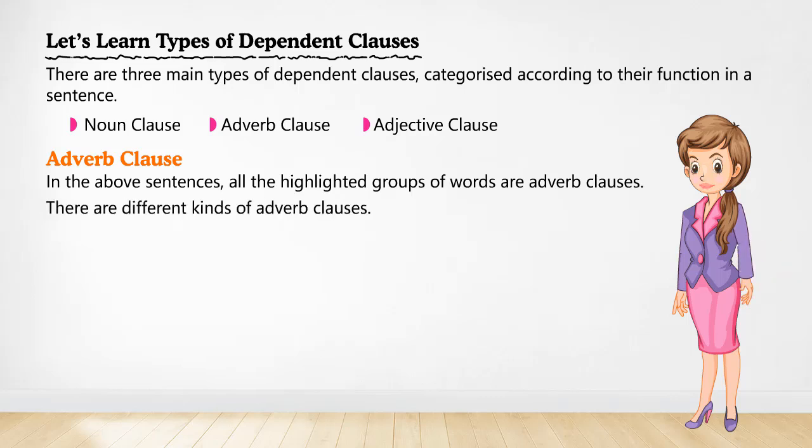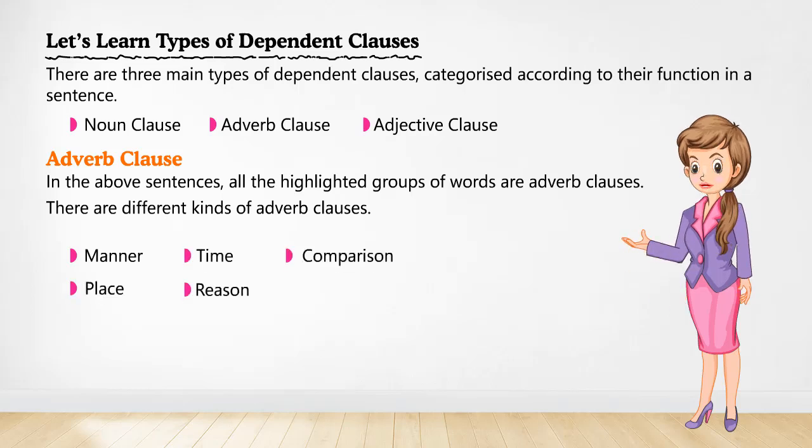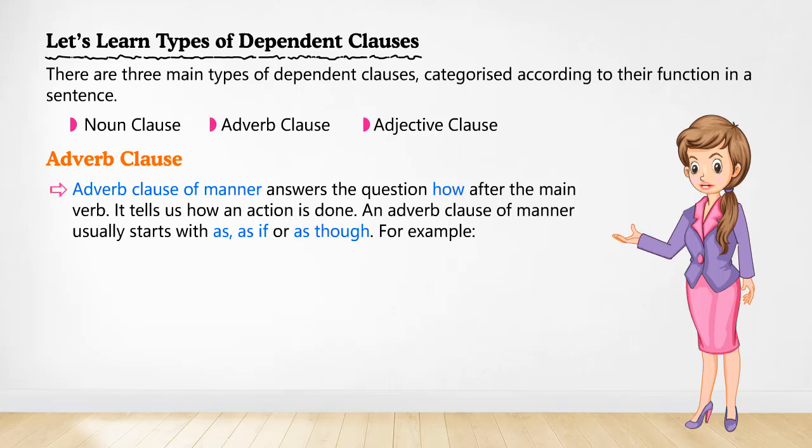There are different kinds of adverb clauses: manner, place, time, reason, comparison. Adverb clause of manner answers the question how after the main verb. It tells us how an action is done. An adverb clause of manner usually starts with as if, or as though.